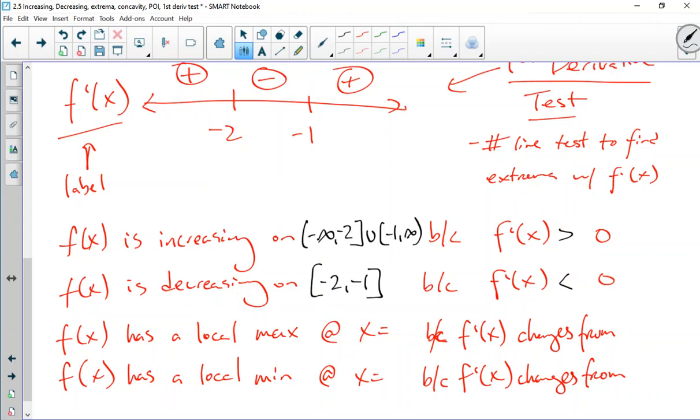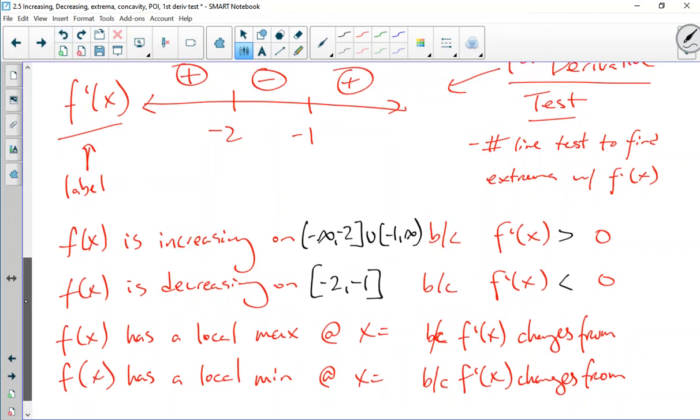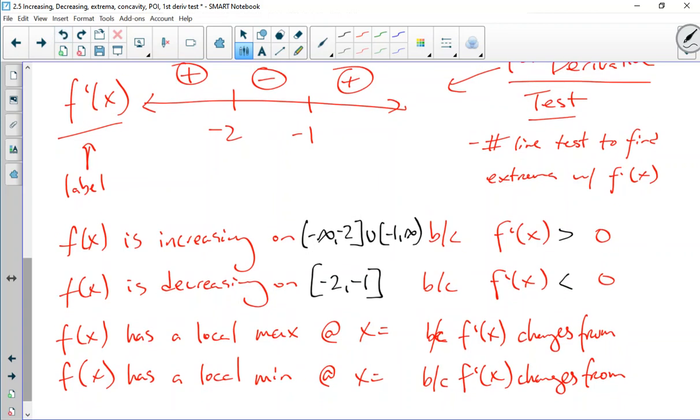And again, with increasing and decreasing, you could use parentheses. That's fine. Just don't do something like this where you use a parentheses for one number and a bracket for the other number. That's weird. Don't do that. But either way, it's fine. Where does f of x have a local maximum? Negative 2. Okay, because f prime changes from positive to negative, and then local minimum at x equals negative 1, obviously it's the other one, right? For the other reason.